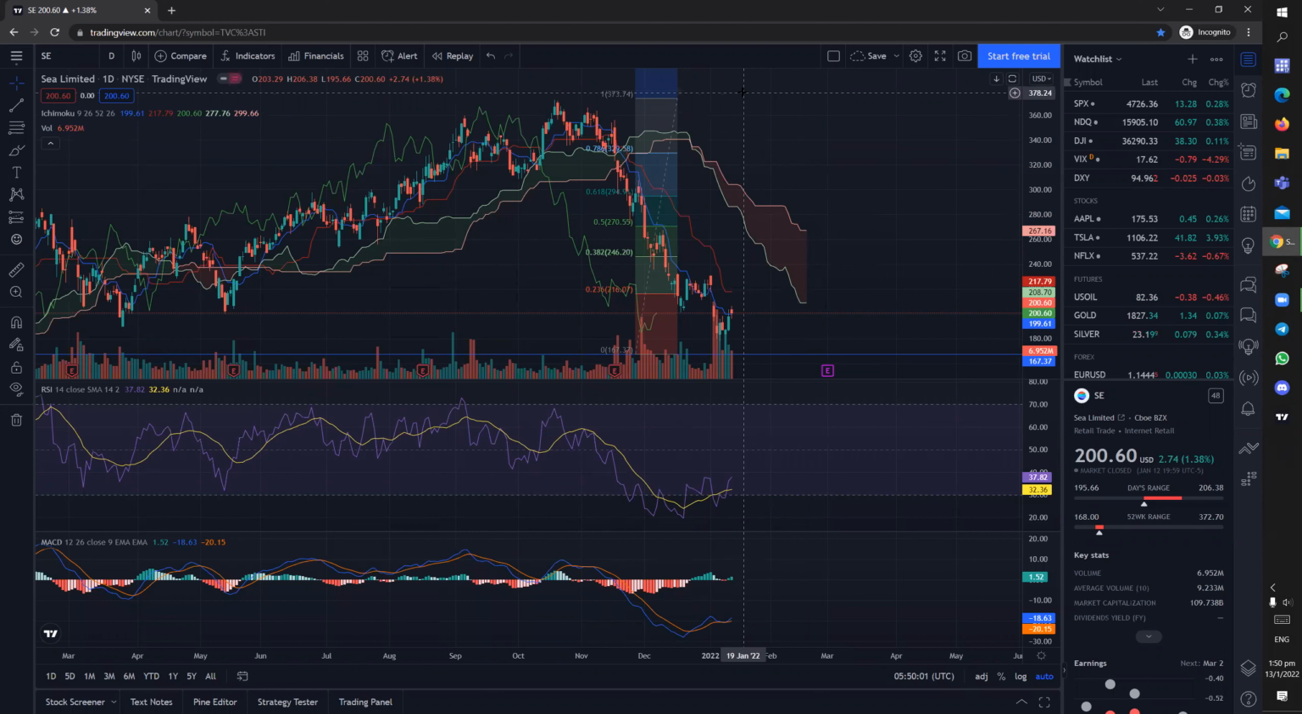Okay, so this is just a short analysis on the three stocks that I did, which was Intel, Square, and C Limited.